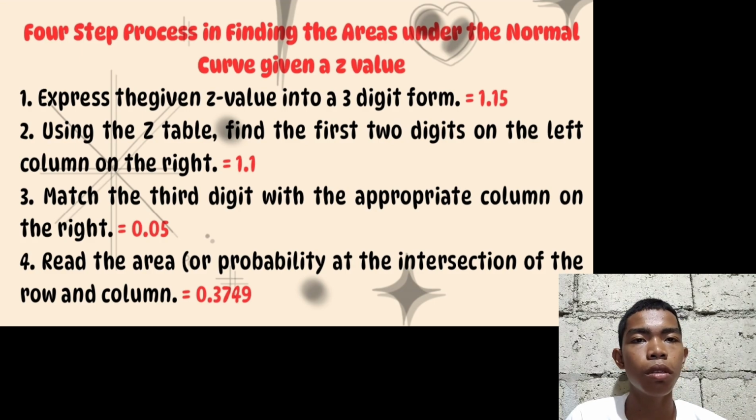Then number 2, using the z table, find the first 2 digits in the left column. So the answer will be 1.1. Then number 3, match the third digit with the appropriate column on the right. So the answer would be 0.05. Then read the area or probability at the intersection of the row and column. So the area for 1.15 would be 0.3749.